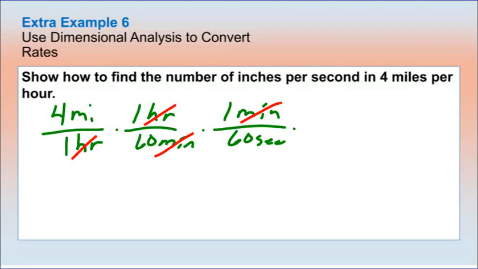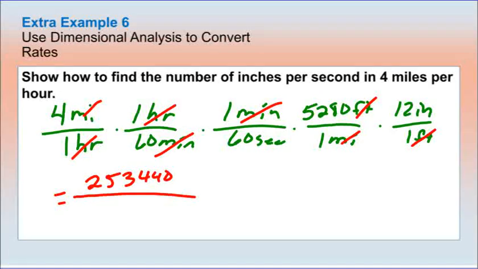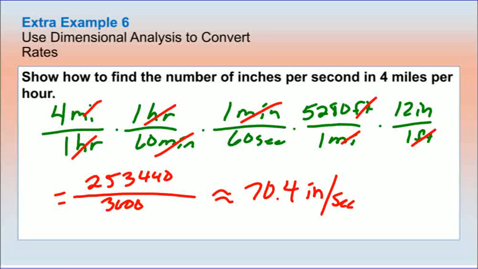I need to be in inches. So I know there are 5,280 feet in 1 mile, and that there are 12 inches in 1 foot. Feet labels divide out here. So to find the number of inches per second in 4 miles per hour, I would just have 4 times 12 times 5,280, which would give us 253,440. Divide that by 3,600. That would give us roughly 70.4 inches per second. So that is our lesson on rearranging formulas.